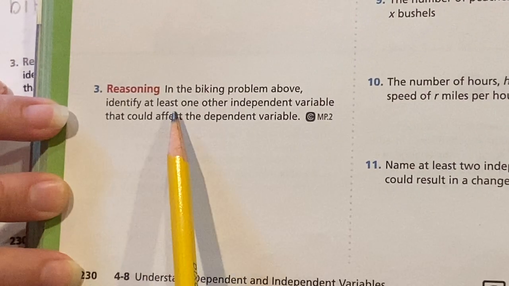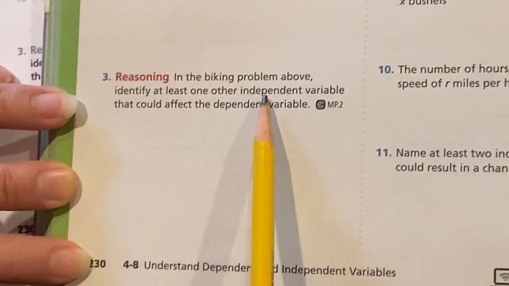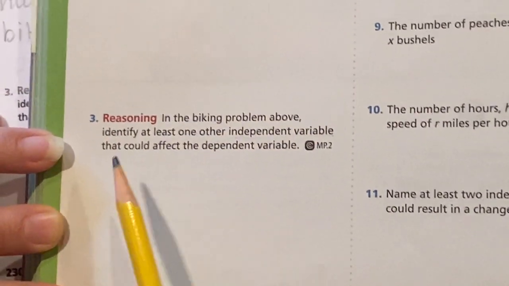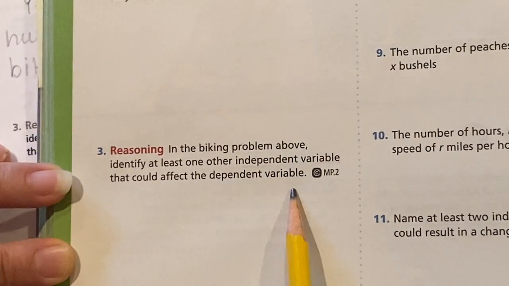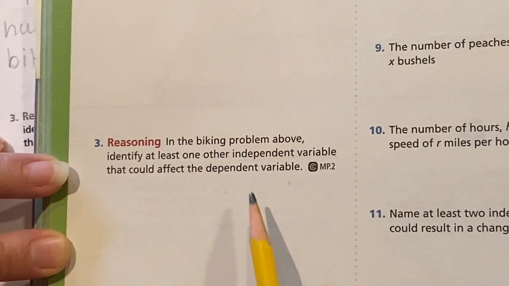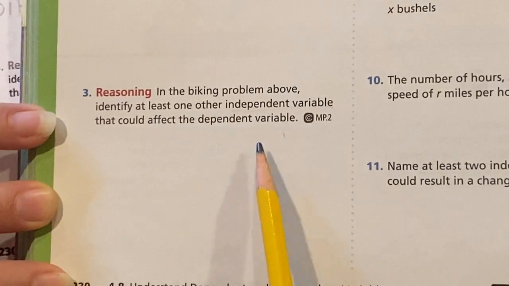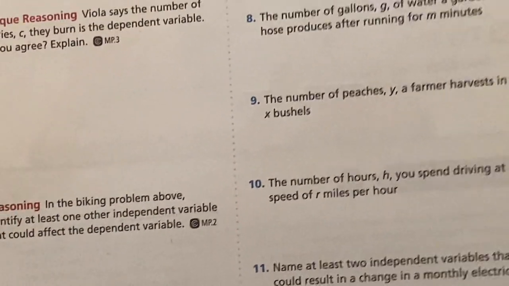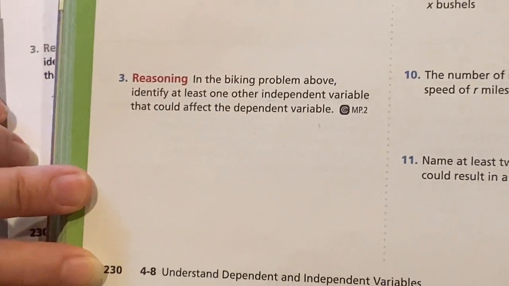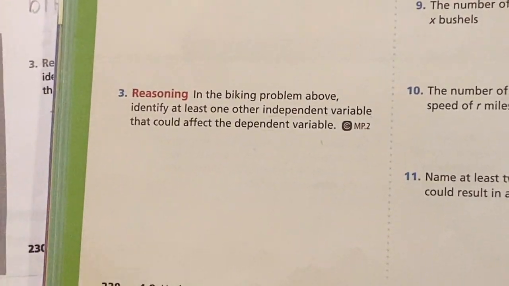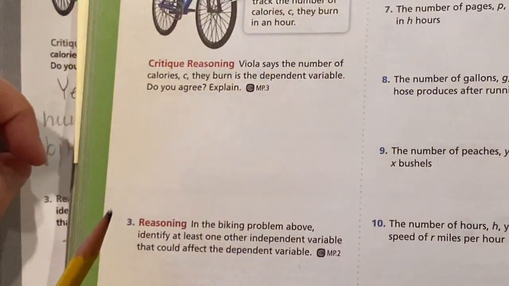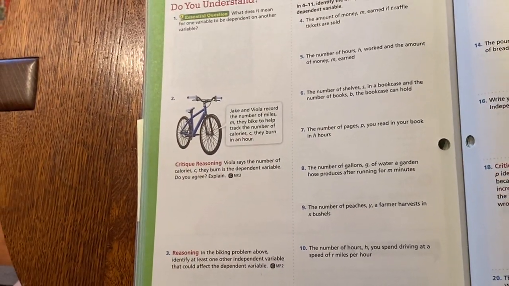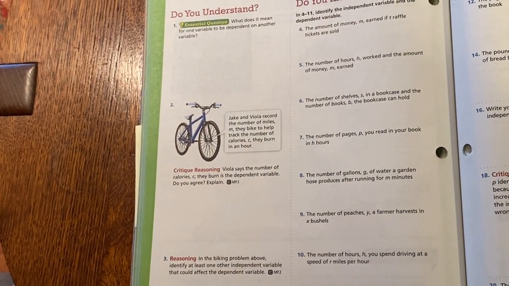Number 3, in the biking problem above, identify at least one other independent variable that could affect the dependent variable. Okay, so figure out what that dependent variable is and then think what else could affect that besides the number of miles. Okay, do those and start the video again when you're ready to check your answers.